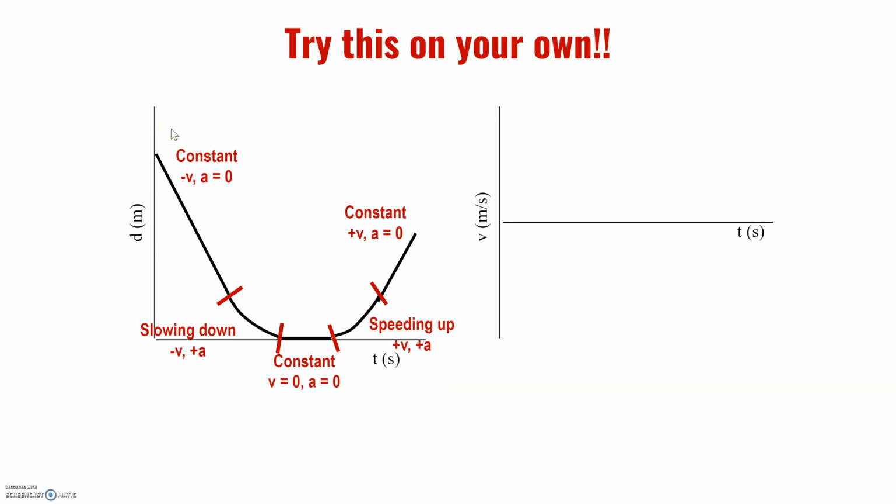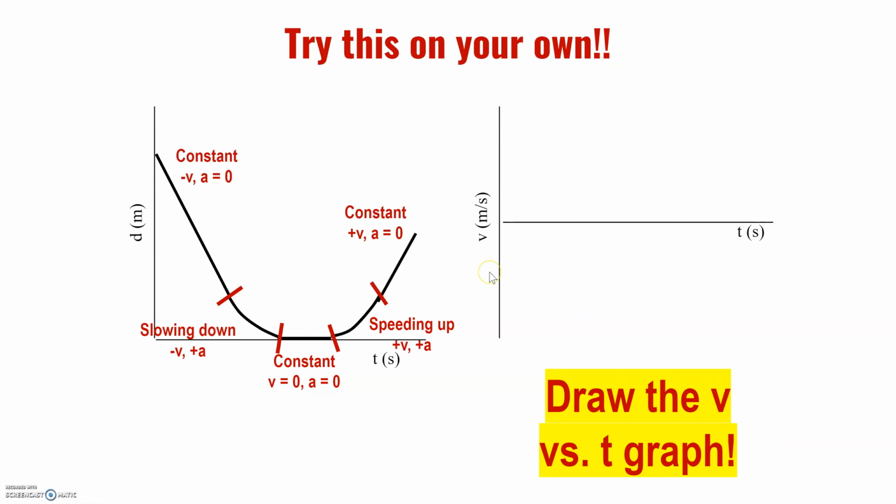And a hint that you have any kind of acceleration is when there's a curved line on the position versus time graph, okay? All right, so then if I was to transfer this over to a velocity versus time graph, I encourage you to actually pause this video and see if you can draw it on your own before I reveal the answer. So pause here and then try.